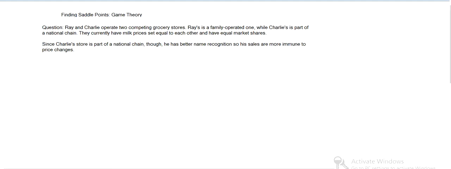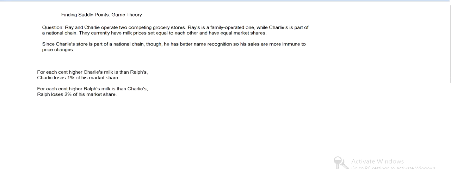So we've got a case with two competing grocery stores, one opened by Ray, that's family operated, and one by Charlie, that's part of a national chain. They've got the current prices set equal to each other, but Charlie's store is part of a national chain, so he's got the advertising behind it, and he's more resistant, or more immune, to price change.